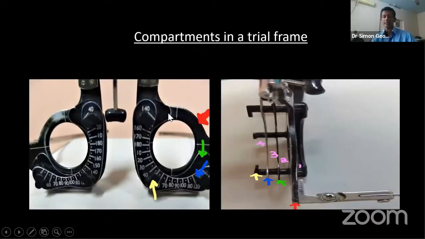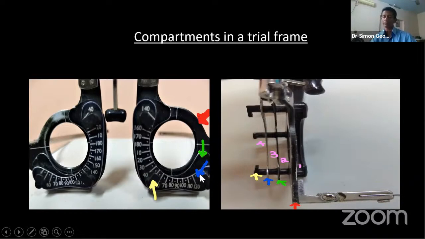Now if you look at each frame, you will have a main frame which is connected to the ear, etc., which is marked with a red arrow. You can see the red arrow out here. Behind it there is one compartment where you can put lenses. Then just in front of it you have got the second compartment, and that is separated between the green arrow and the red one. The green arrow out here and the red one.